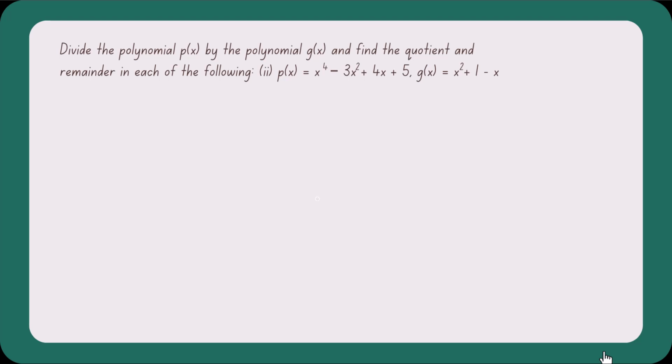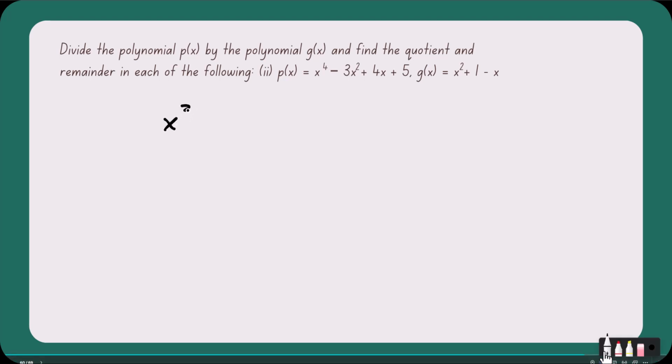So here we go. The next question, we have x square plus 1 minus x. So what we need to check is we need to make sure these questions are in the correct order, right? So what is the correct order here? If I write x square plus 1 minus x, the order will be wrong. I should write x square minus x plus 1.